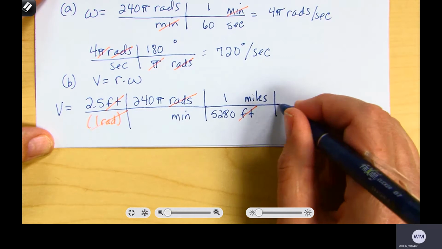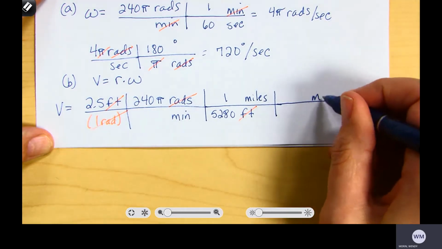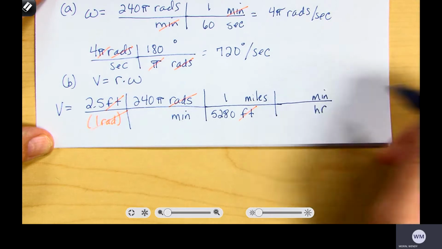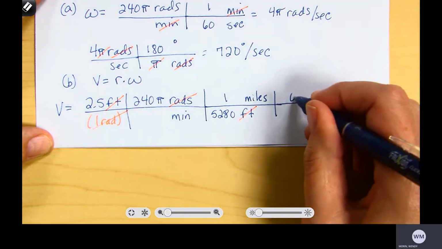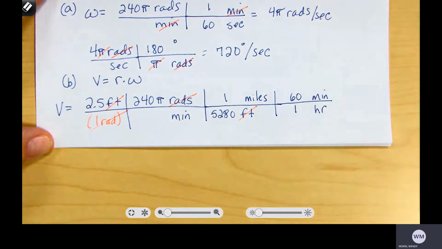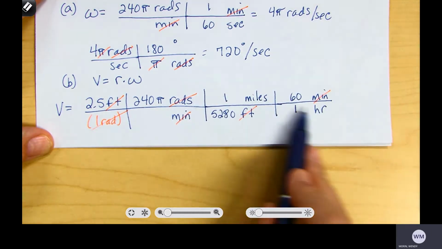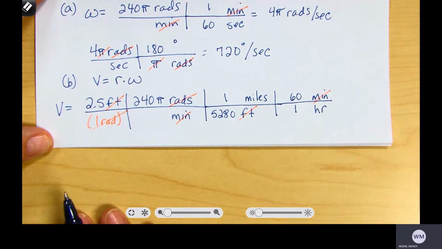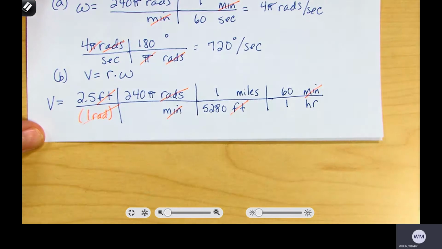And again, I'm doing a dimensional analysis. I want my minutes to cancel, and I want to be left with hours. How many minutes in an hour? And now I'm left with miles per hour. So now that I have it all in my bridge, now you may use your calculators.